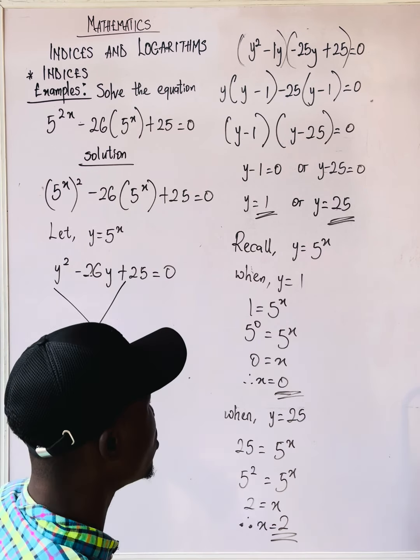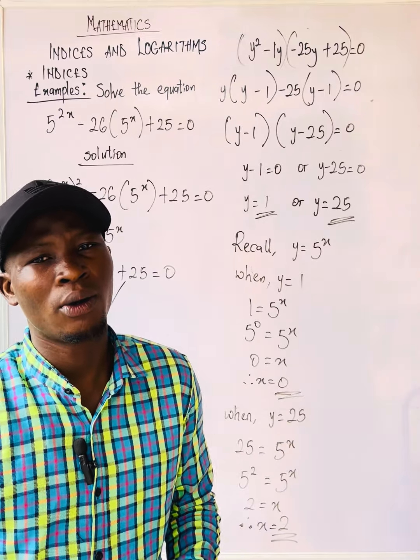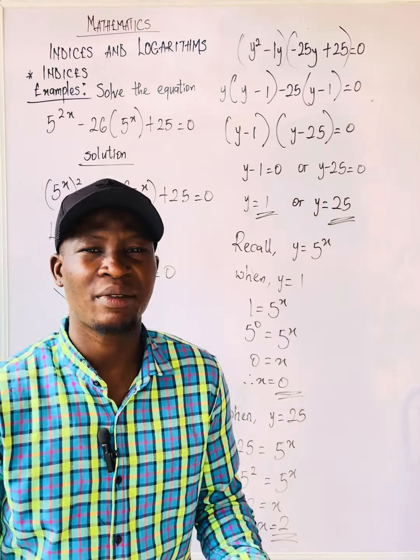So what are the values of our x? x is 0 and x is what? 2. So that is all on this particular question. You see that it's very, very simple.